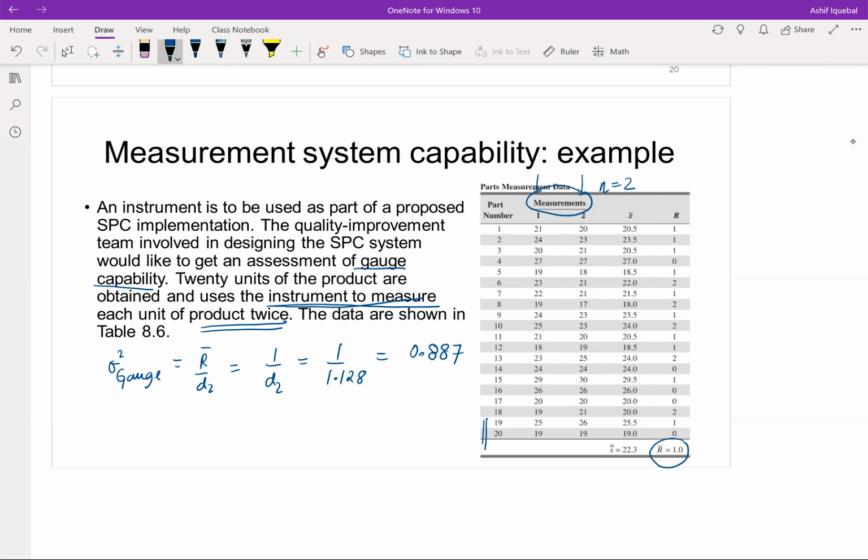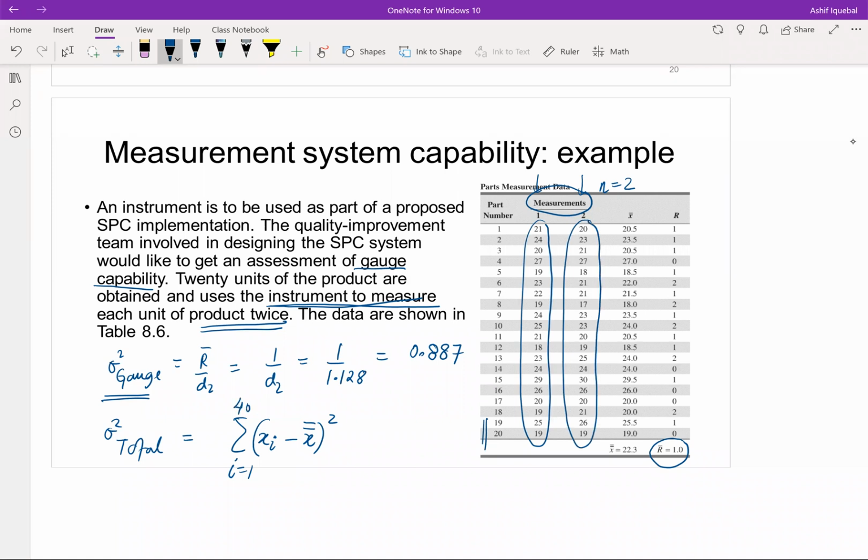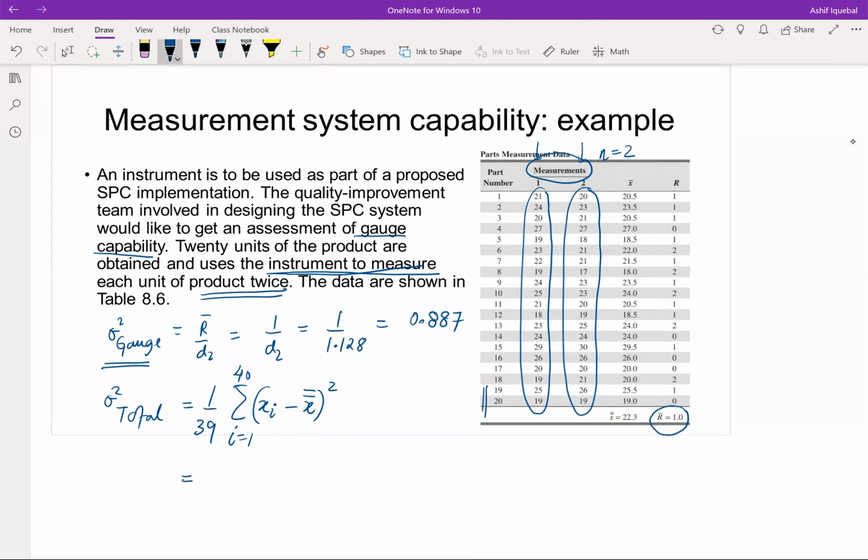Now, we don't stop here. We want to compare sigma square gauge with sigma square total, right? We want to make sure that sigma square gauge is significantly smaller than sigma square total, right? For sigma square total, we will use the standard formula: xi minus x double bar whole square, summation i equals 1 to 40. We have a total of 40 measurements. We have 20 measurements here, 20 measurements here. So we can do 1 by 39. We use the standard formula for variance. And when you calculate this, you will get 10.05.